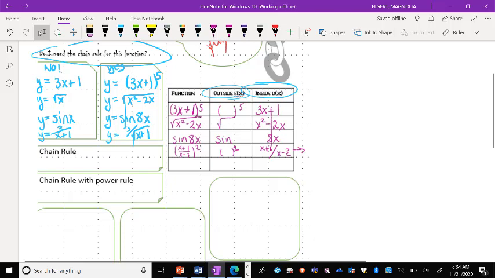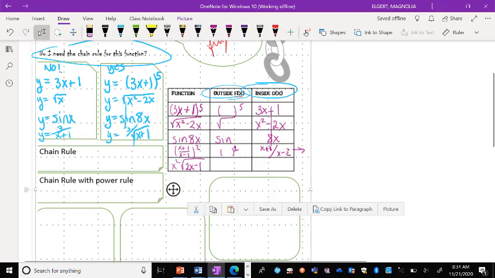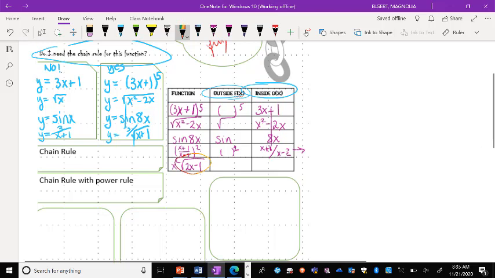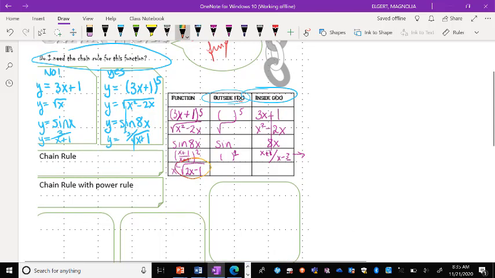Let's do one with the product rule and chain rule. Let's say I have x squared times the square root of 2x minus 1. Really, the chain rule is only going to get used on this part because it has an outside and an inside. The x squared is just going to be part of the product rule. The outside function would be the square root, and the inside function would be that 2x minus 1.